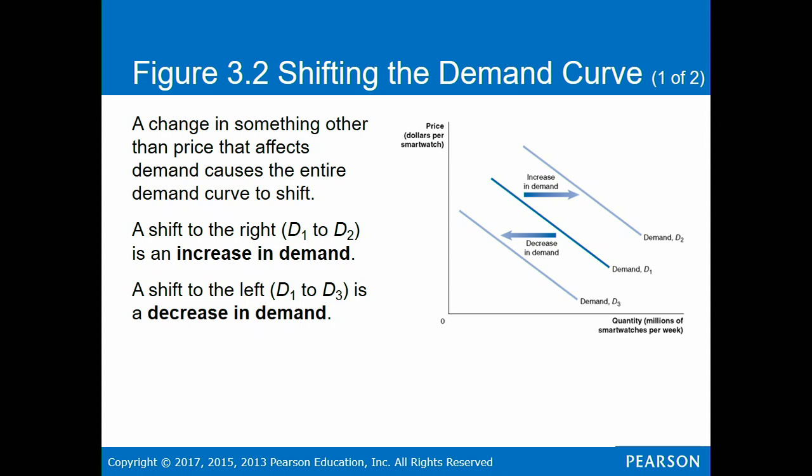There's other variables that cause the entire demand curve to shift. So it will move out, it moves to the right here. You have an increase in demand. Moves to the left, that's a decrease in demand.